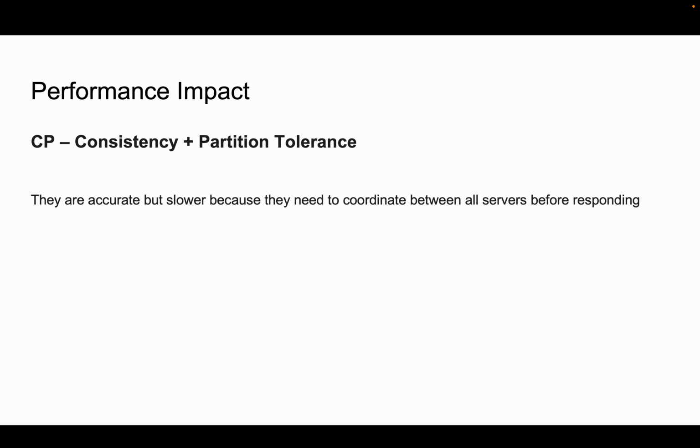Now let's understand the performance impact of the choices that we are going to make. So CP is consistency plus partition tolerance. They are accurate but a bit slower, because they need to coordinate between all servers before responding. The systems which focus on consistency need to be in sync all the time, and that's the only way for them to respond correctly and be consistent. So they compromise speed and availability for consistency, and these kinds of systems are required in banking.